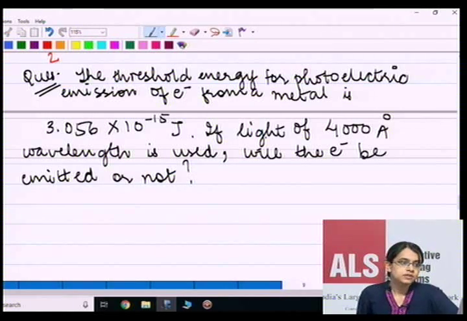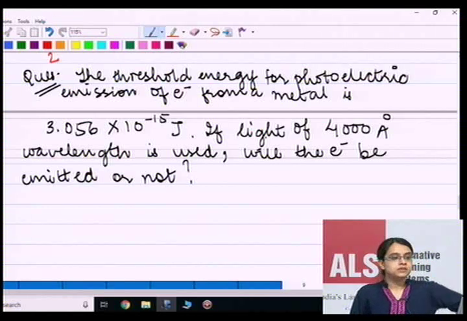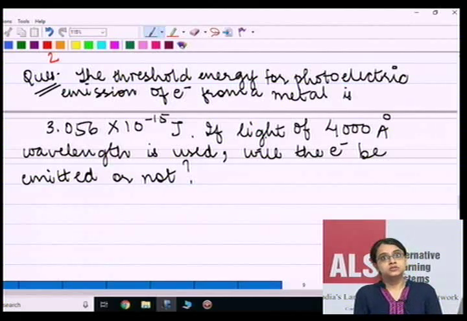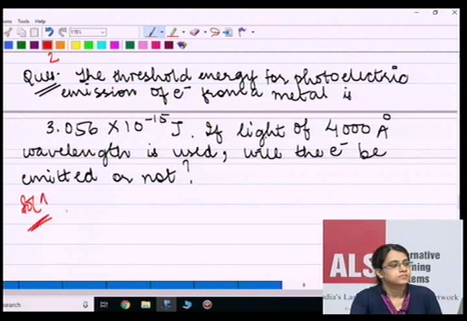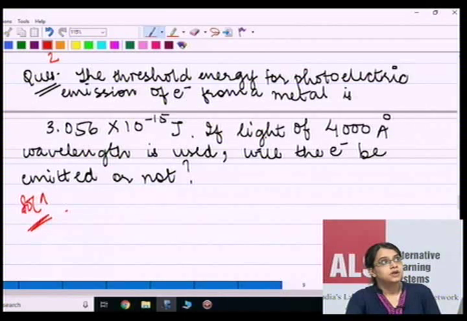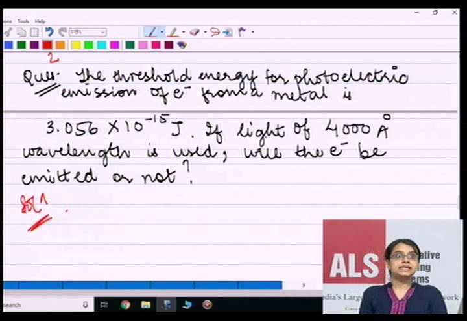So here you are given that you have a metal whose threshold energy is given to you as 3.056 into 10 to the power minus 15 joules, and you're falling a light of 4000 angstroms wavelength on it. You have to tell if the electron will be emitted or not. Okay, we'll solve the question after we get an answer from you. So you should first at least try to attempt this.